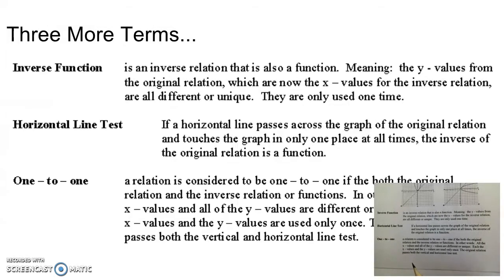If that's the case, we say that this is 1-to-1. A relation is 1-to-1 if both the original relation and the inverse relation are functions. So all the x values and all the y values are unique. And that original relation will pass both a vertical and a horizontal line test.